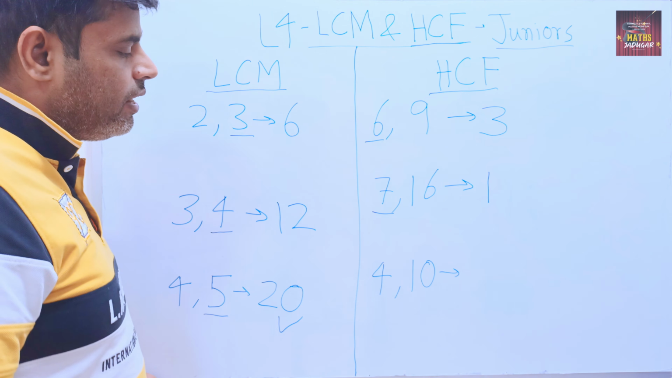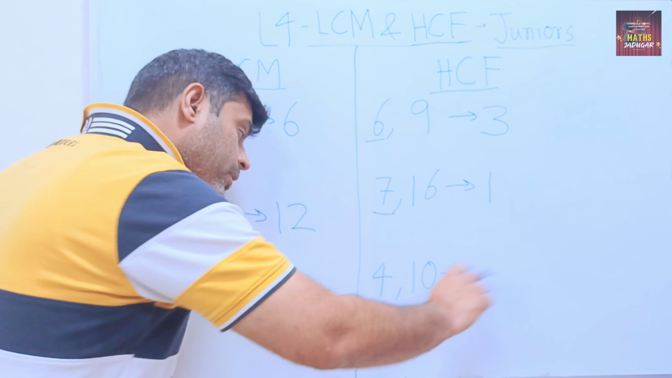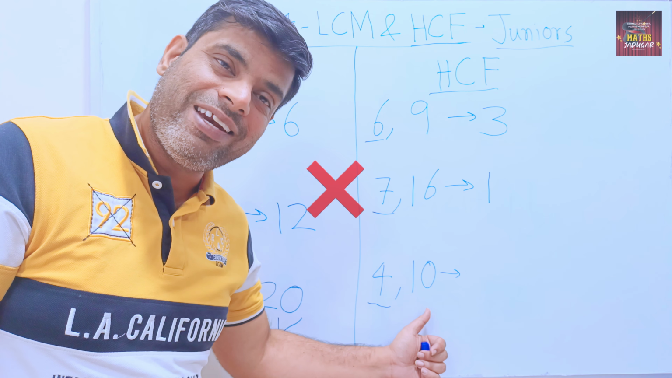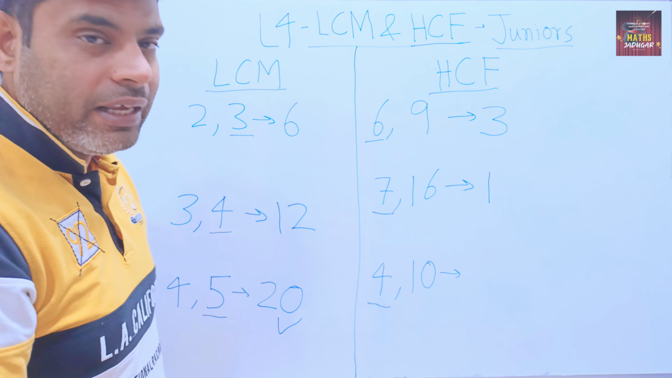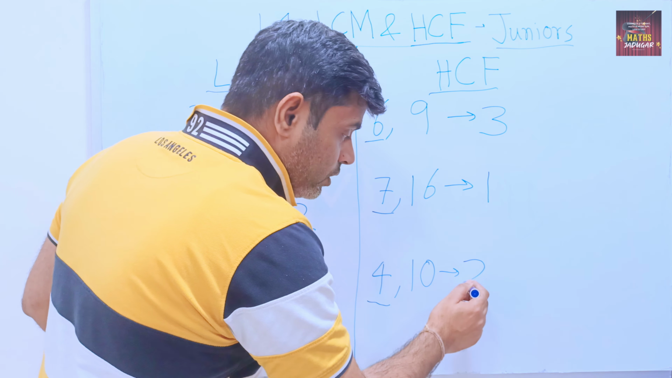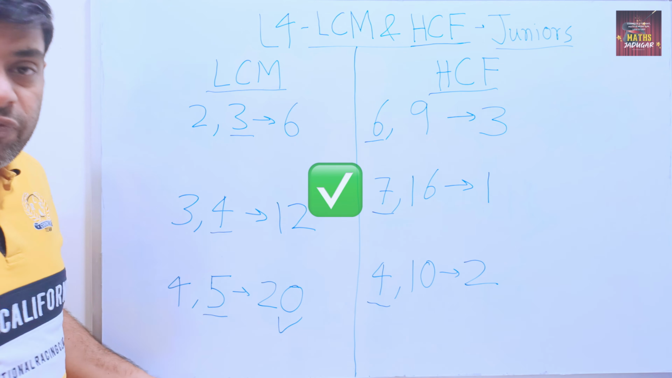Very simple. Now coming to 4 and 10. Ignore the bigger number. See the smaller number. Is 4 a factor of 10? No, right? If not, then let's look at the next factor. The next factor is 2. Is 2 a factor of 10? Of course, yes. So the answer is 2. Very fast, crystal clear.